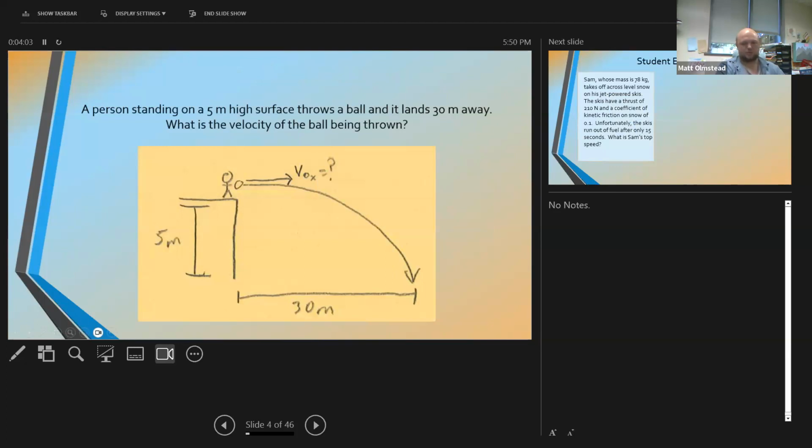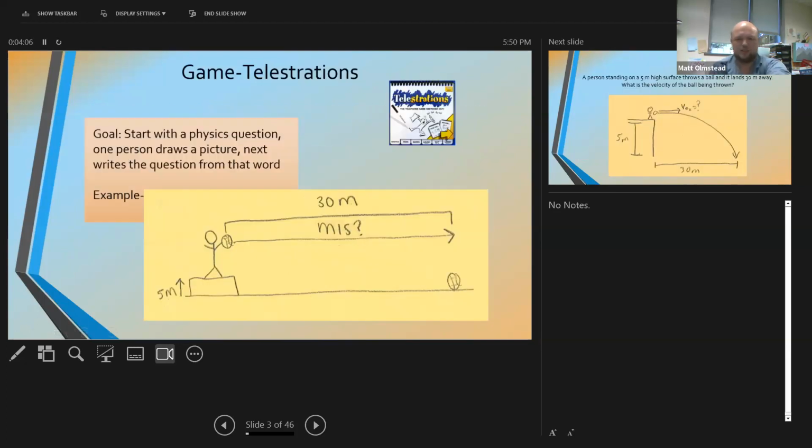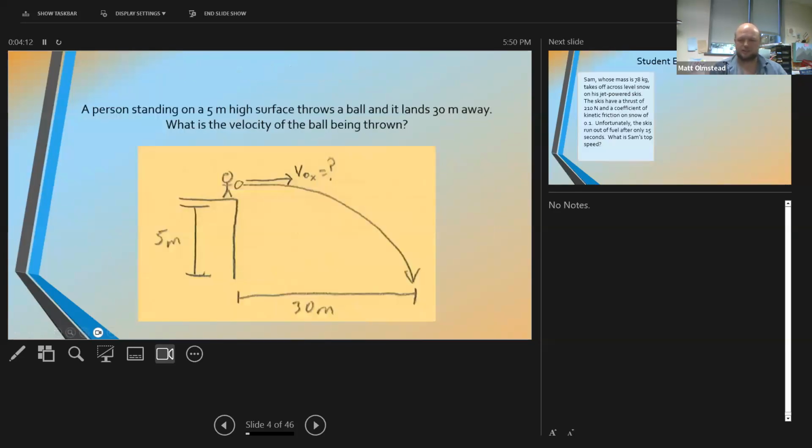So, right, it gets passed 3 times. I gave the first question. Somebody drew this first picture. They passed this to another student who said, this is the question that goes with that picture. And then here's the second picture another student drew. If you look at these pictures, they look very similar. That's good, right? They're getting the right information down.